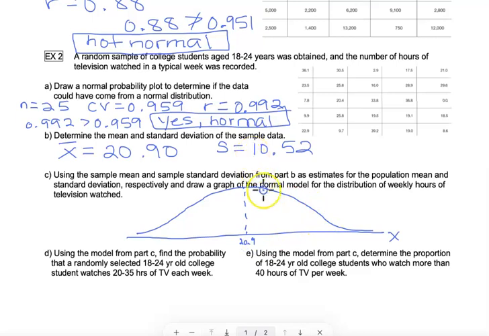And then just like we have in the previous two sections, I'm going to label 1, 2, and 3 standard deviations, both above and below the mean. So I'm going to continually add the 10.52 on the right side, subtract it on the left side. So if I do that, 20.9 plus 10.52 gives me 31.42. Then add 10.52 again.